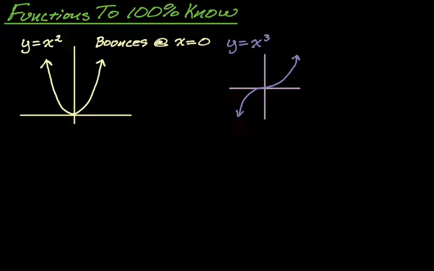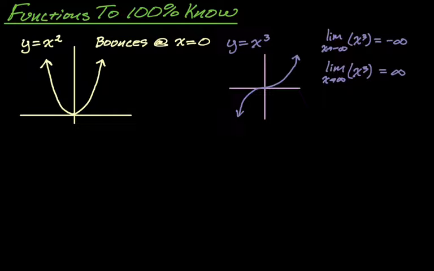And so, I guess the most important things about this are the shape of the graph, and as you go to negative infinity, the graph goes to negative infinity. As you go to positive infinity, the graph goes to positive infinity. These are just good to have in your mind.